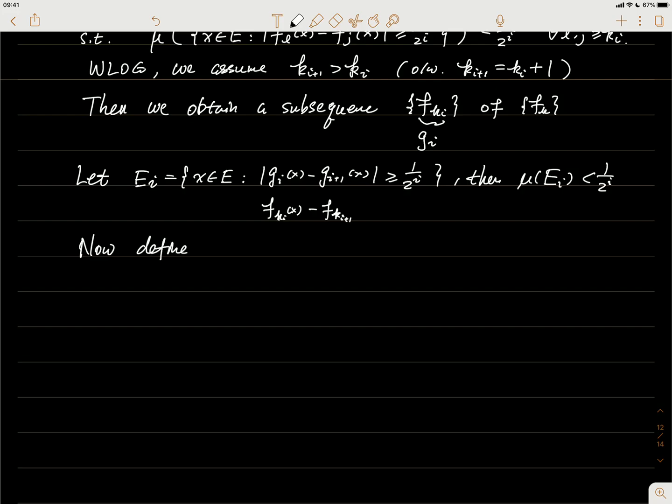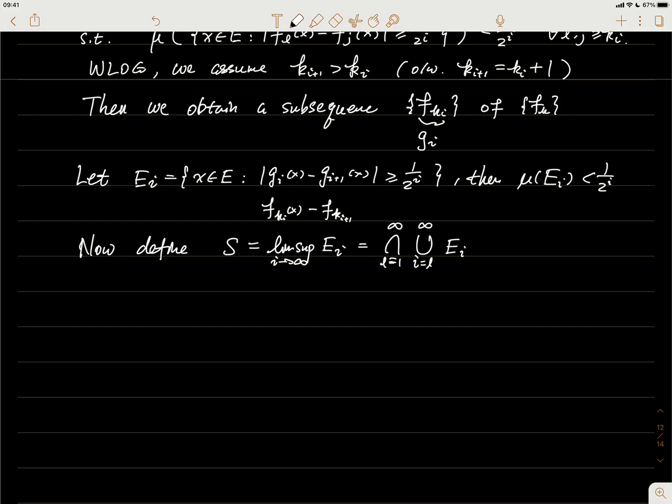Now let's define the set S to be the upper limit of the E_i. This is nothing but the intersection over l from 1 to infinity of the union over i from l onward. Note that this set is a decreasing sequence in l, because when we increase l, we're taking the union of fewer sets. So this set is decreasing in l, and then this is the limit of that.